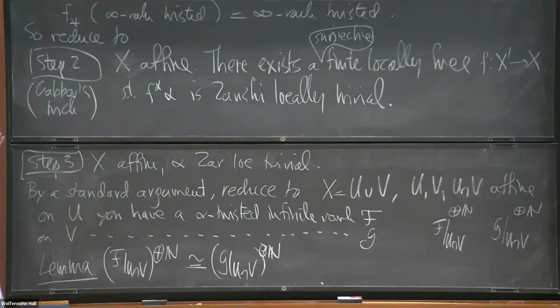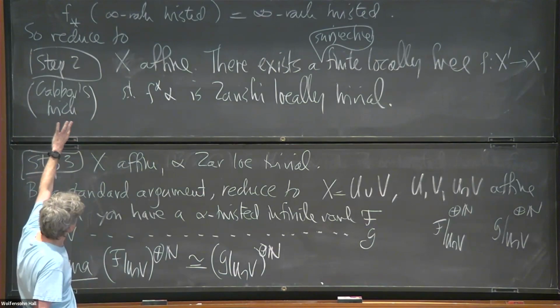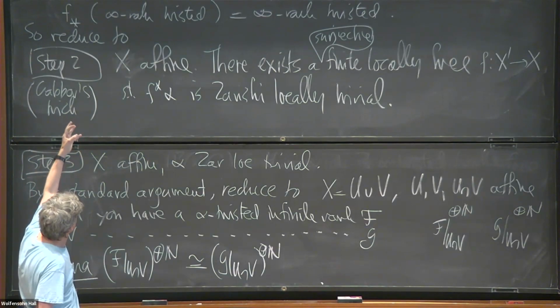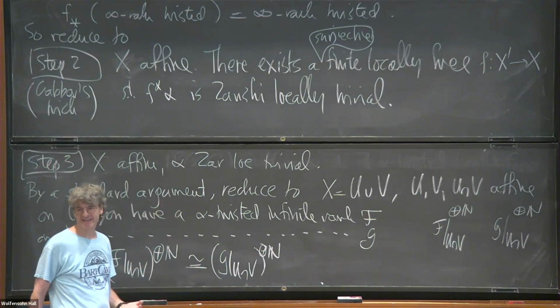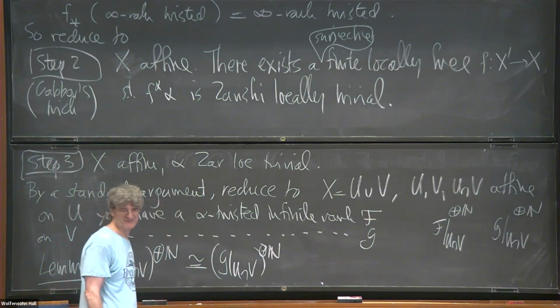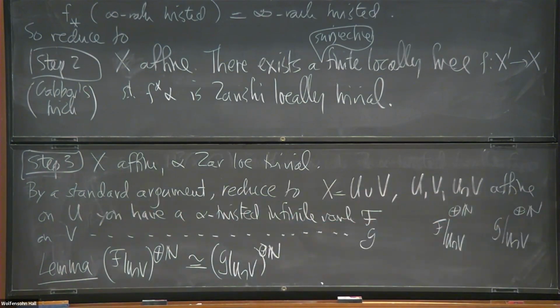So maybe this is a very rough sketch, but somehow the idea is just that it's much easier to make infinite rank vector bundles than finite rank vector bundles. Okay. Good. Okay, so great.